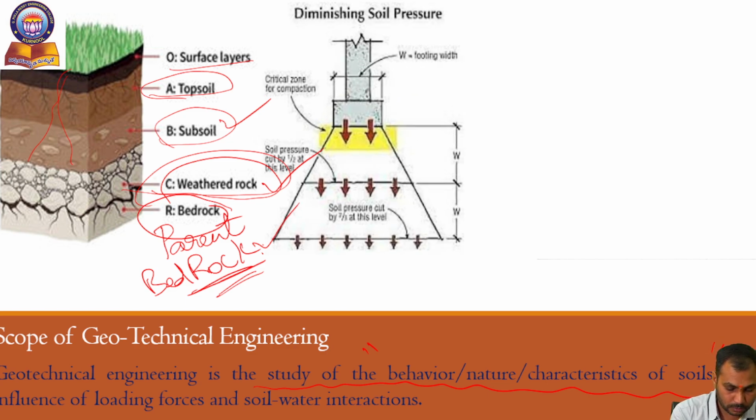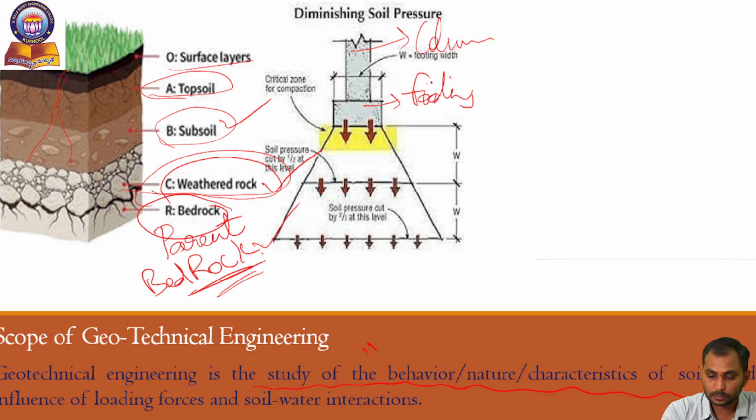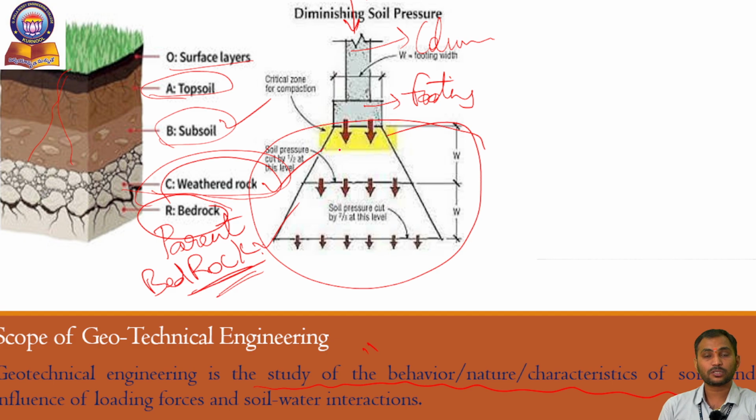So you people can see this is a column, and this is the footing part. The external load, what is meant by external load? The load which comes from the building and is transferred onto the soil surface. So how is it going to be transferred? These are the conditions we are going to study in geotechnical engineering.